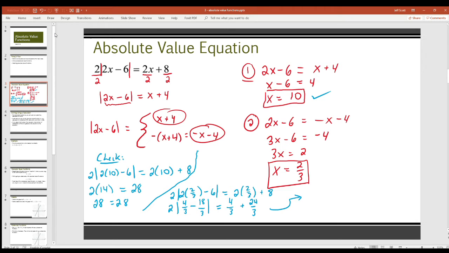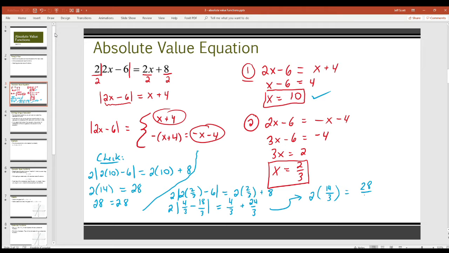What this is going to lead us to is, if we clean up the absolute value bars over here, 4 minus 18 is negative 14. So really we're going to have 2 times positive 14 over 3. And we want to see if that's equal to 4 over 3 plus 24 over 3, which is 28 over 3.